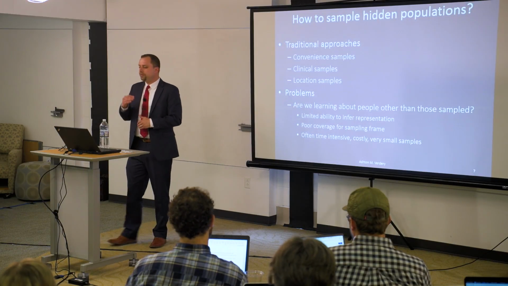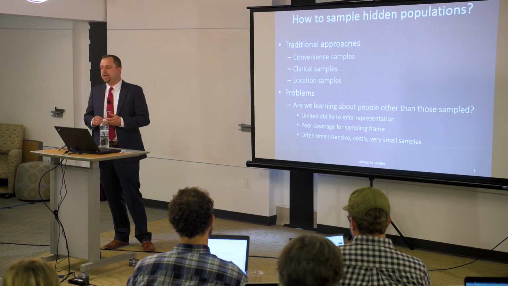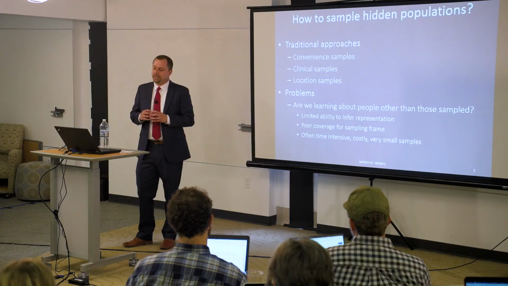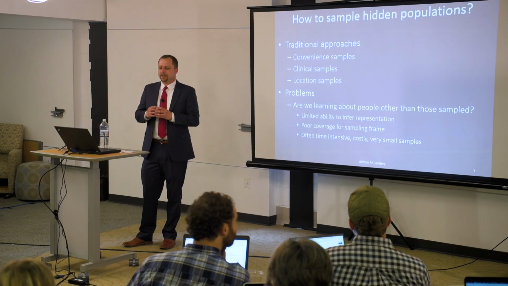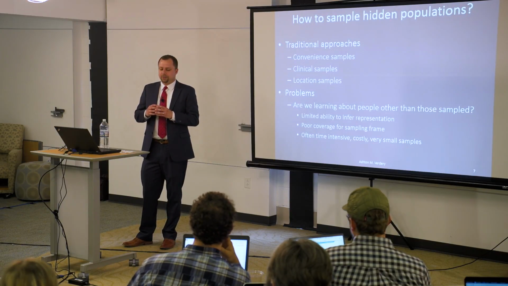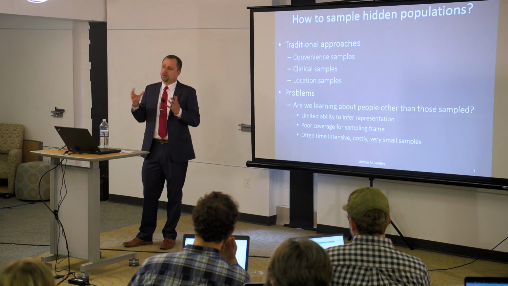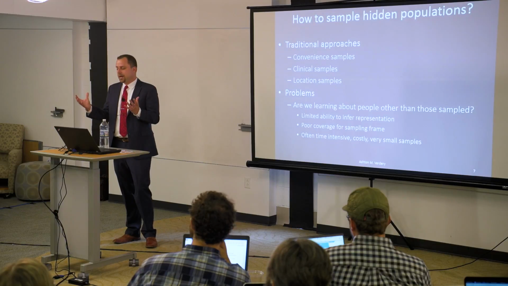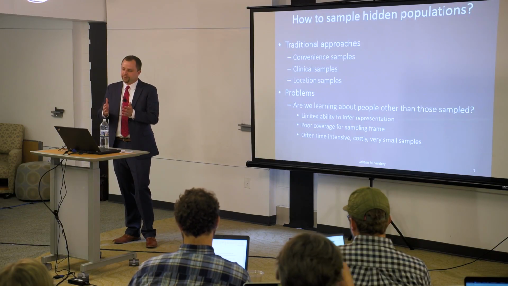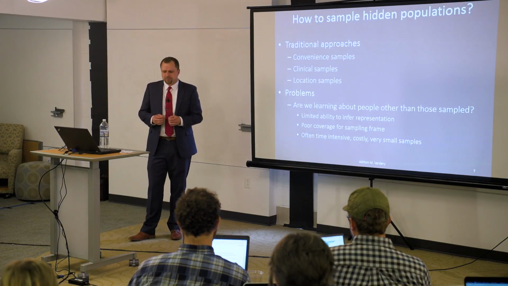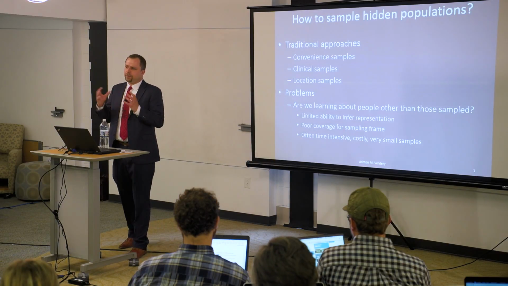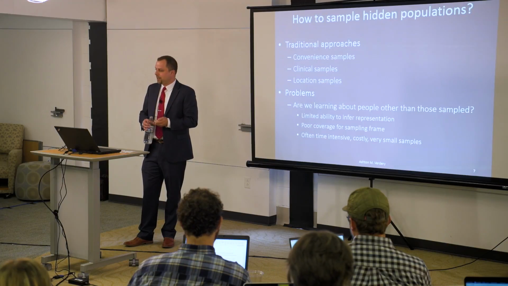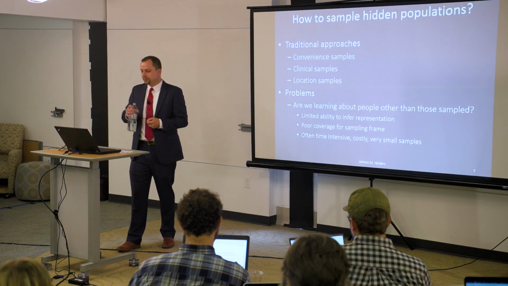The big problem with all three of those traditional approaches is this question of whether we're learning about people who are not participating in the sample. One thing that I think is really challenging is this idea of inference to a larger population. You maybe want to know about the 10,000 homeless people who live in Raleigh-Durham rather than the 300 that you talk to, right? And it's very difficult to infer to that population unless you have some sort of probabilistic sampling frame from which you've drawn individuals.